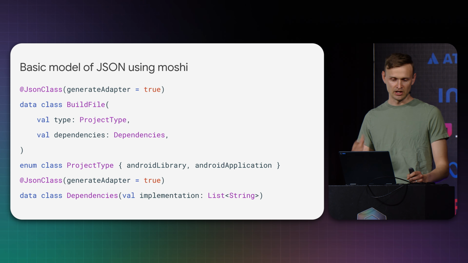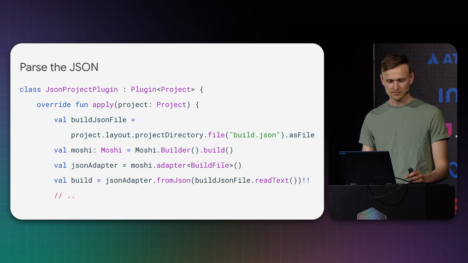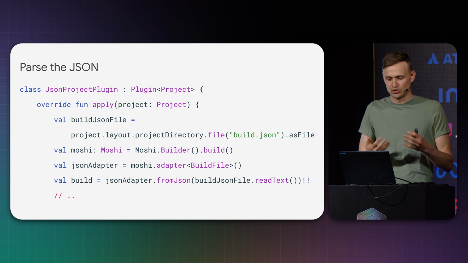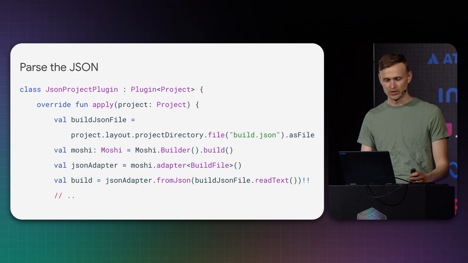So let's start. If you've ever used the Moshi library, it's very easy to parse JSON. This is all we need on a slide to define the model, what's inside of your JSON. Parsing it is also fairly simple. You simply read the file, pass it into the JSON adapter, and then you get the data class out of it. Then you're able to do whatever you need to do for the rest of the configuration.